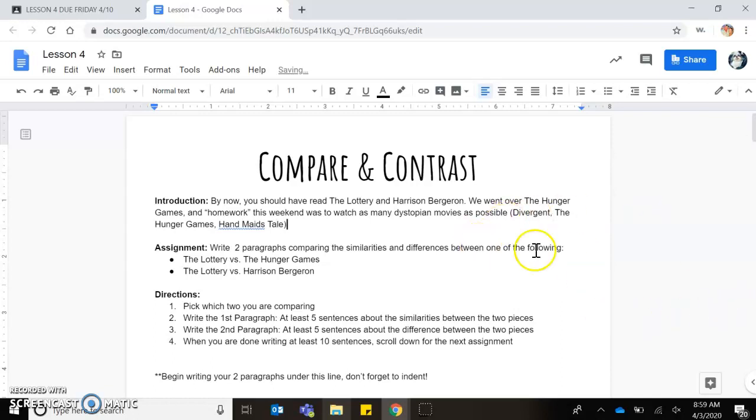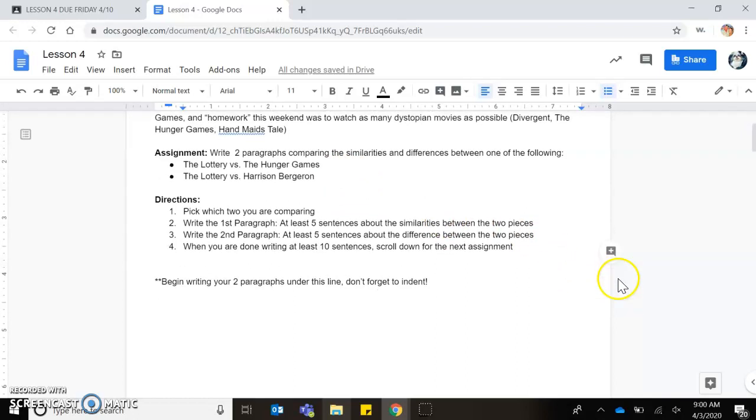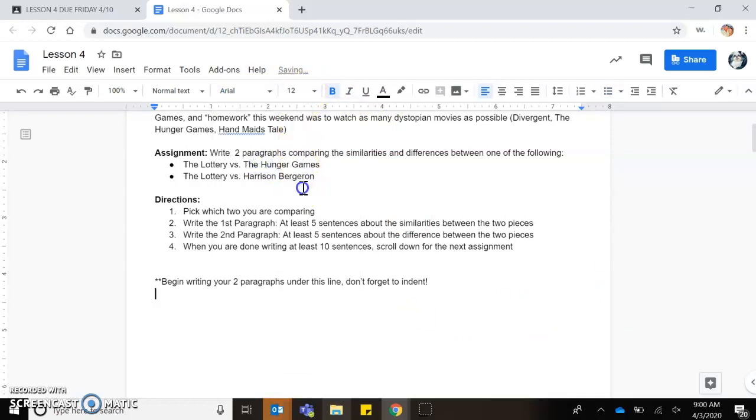All right, so the assignment: write 2 paragraphs comparing the similarities and differences between one of the following. You can either compare The Lottery versus the Hunger Games, or you can compare The Lottery versus Harrison Bergeron. So you need to pick which ones you're going to be comparing. And then you are going to write 2 paragraphs down here.